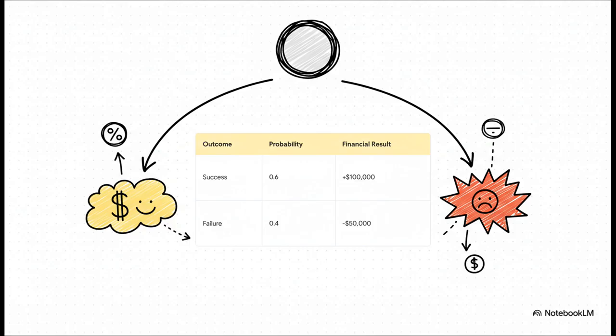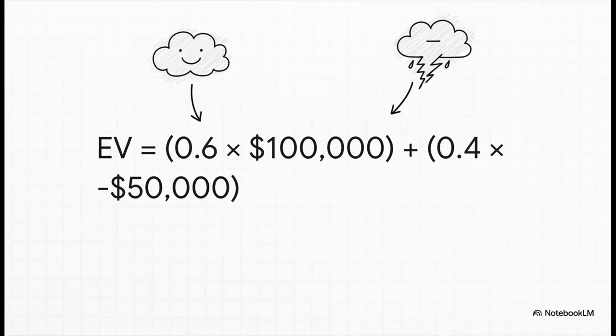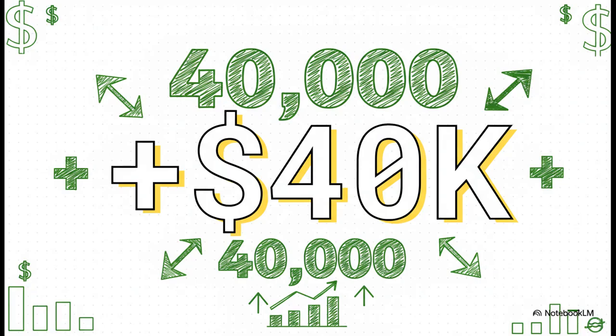Let's imagine there's a 0.6 probability of success, which would bring in a profit of $100,000. And that, of course, means there's a 0.4 probability of failure, resulting in a $50,000 loss. Now, let's zoom in on the whiteboard here and calculate the expected value, or EV. The formula is actually pretty simple. We multiply the financial outcome of each branch by its probability, and then we just add them together. So we have 0.6 times $100,000 plus 0.4 times negative $50,000. And the result is a positive expected value of $40,000.